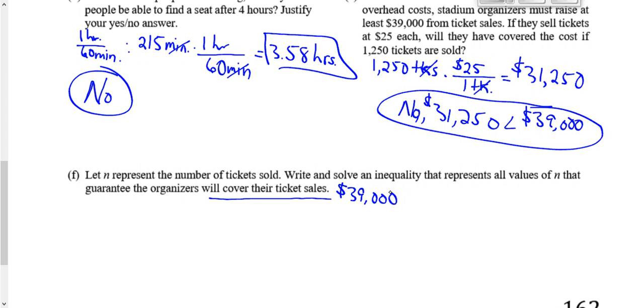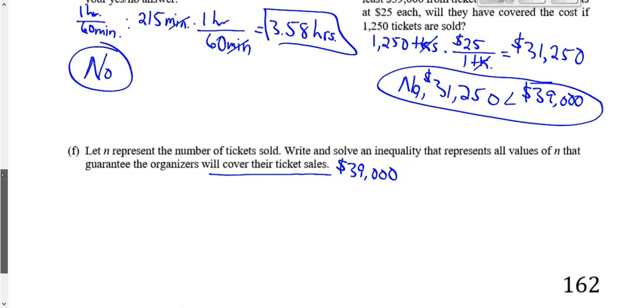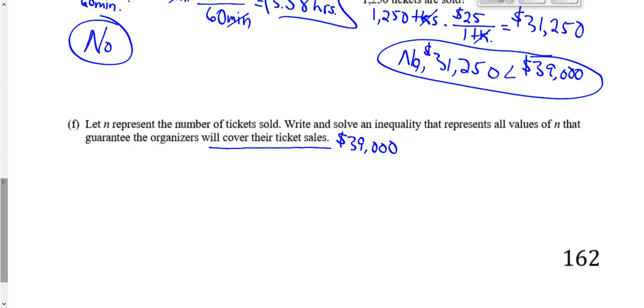How much is a ticket? $25. Okay, so for every ticket they sell, what's the change? They gain $25, right? So that's your rate of change. Is there an initial amount or a starting point? Zero. In other words, there isn't one, not until they sell their first ticket. Okay, so what would be the inequality here?